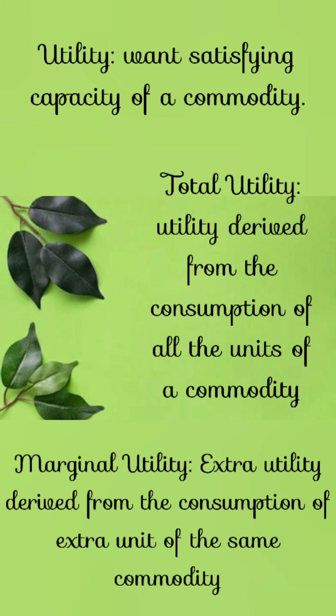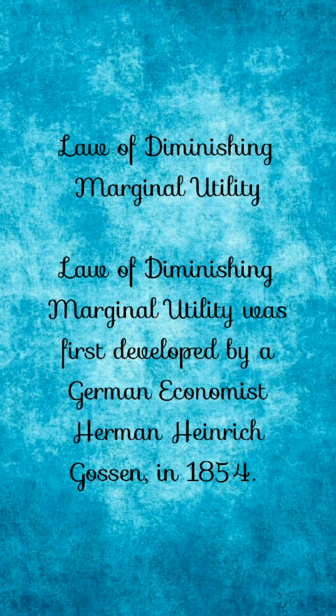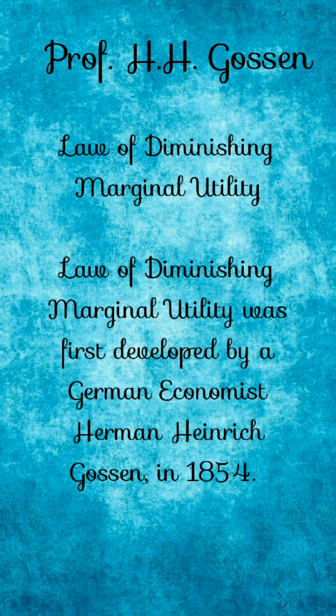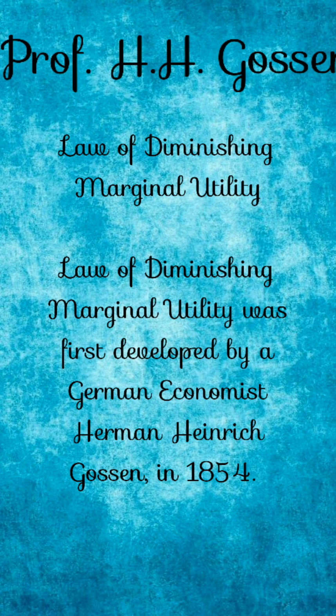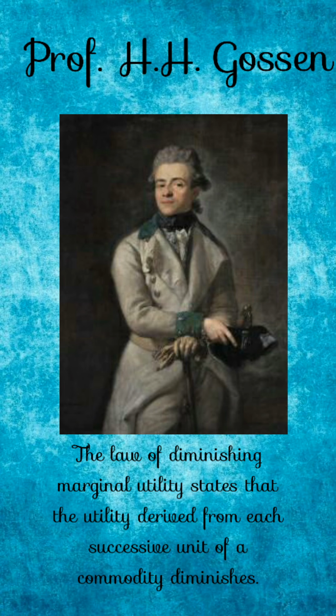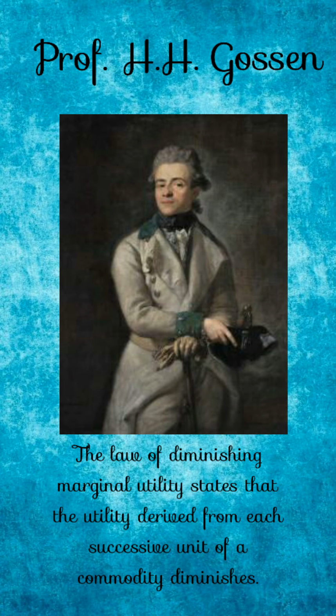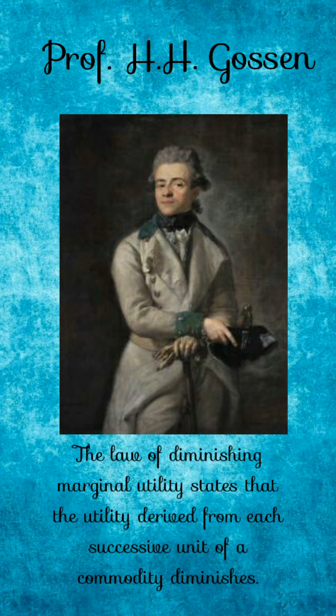The law of diminishing marginal utility was first explained by a German economist, Professor H. Gossen, in the year 1854. According to Professor H. Gossen, the law of diminishing marginal utility states that the utility derived from each successive unit of a commodity decreases. That is, as a consumer consumes more and more units of the same commodity, the extra utility derived from the consumption of an extra unit of the commodity decreases.